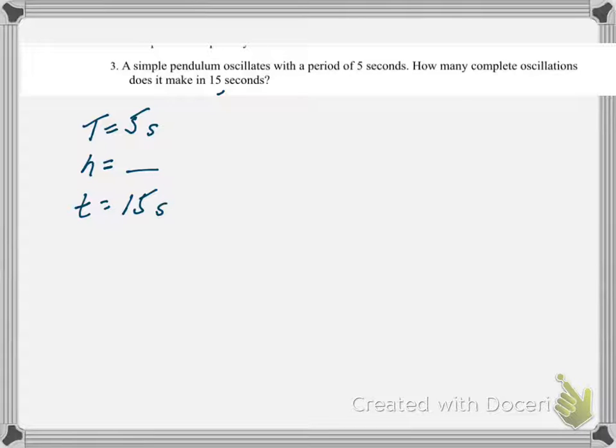All right, so we go back to our equation where period equals time per cycles, and we have to isolate n. So to do that, since t is divided by n, we need to multiply both sides by n. The n's on this side will cancel, and we're left with n times period equals lowercase t.